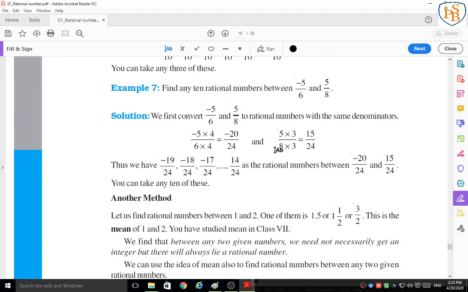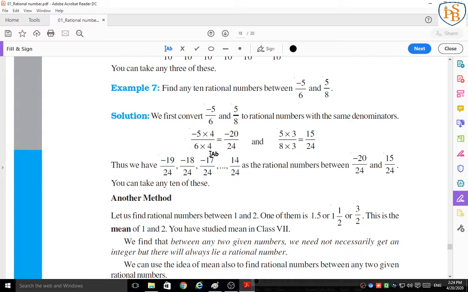Okay, to make the denominator 24, I have to multiply this 6 by 4. If I am multiplying the denominator by 4, I have to multiply the numerator also by 4. So I will write here negative 5 into 4 upon 6 into 4. So my answer will be negative 20 upon 24. Like that, to get 24 at the denominator place, I have to multiply 8 by 3. If I am multiplying the denominator by 3, I have to multiply the numerator by 3 also. So 5 3s are 15 and 8 3s are 24.